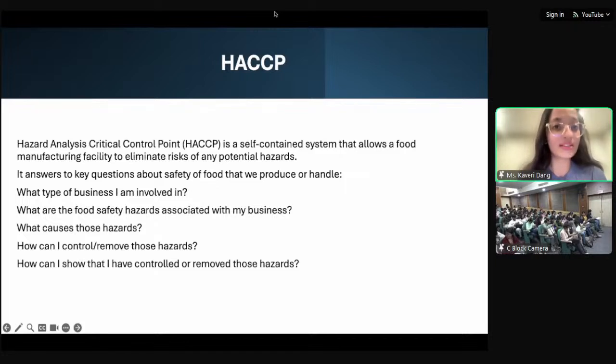What type of business am I involved in? What are the food safety hazards associated with my business? What causes those hazards? How can I control or remove these hazards? How can I show that I have controlled or removed these hazards? So these are just a part of your whole picture where you have tons of questions before you get to establishing your HACCP. These are just some of the questions that one might need to think about in order to make sure that whatever kind of food they're producing is good and safe to consume.